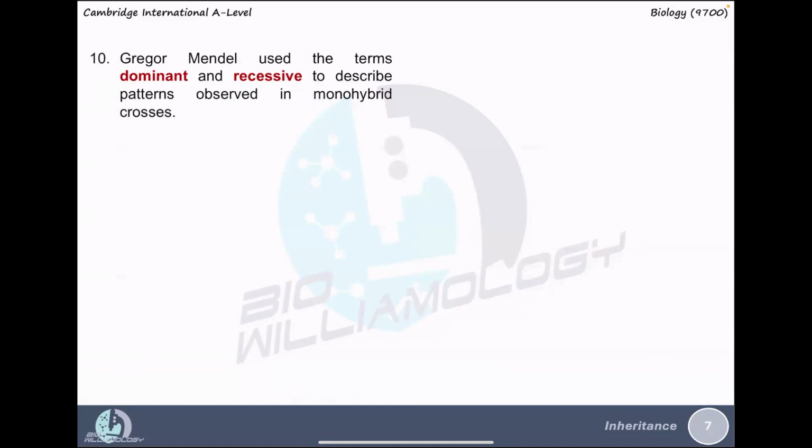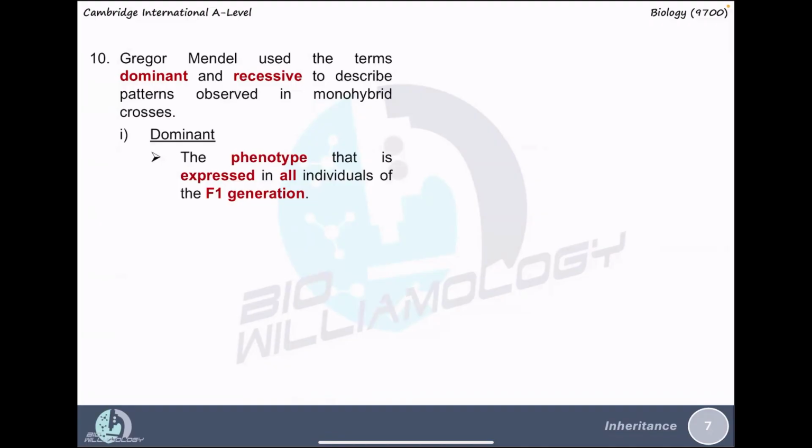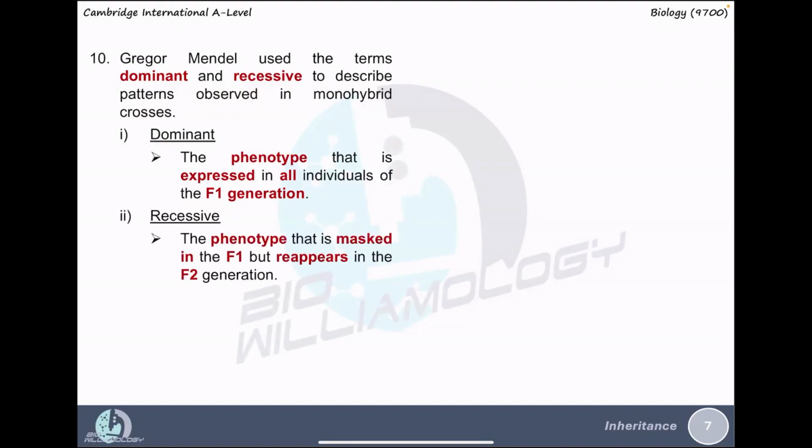Gregor Mendel used the terms dominant and recessive to describe the pattern in monohybrid crosses. Dominant basically means the phenotype that is expressed in all individuals of the F1 generation when homozygous, true-breeding parental plants with two contrasting traits are crossed. And recessive means the phenotype that is masked in the F1 but reappears in the F2 generation, which in our example is the green seed.